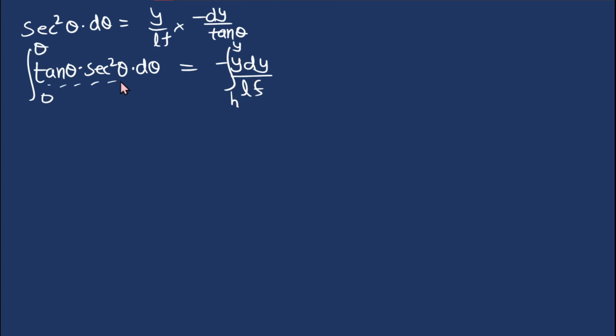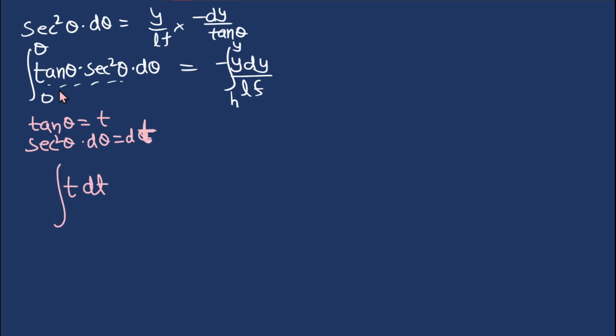So how do we integrate this part? You all are better than me for this integration. We can substitute that, right? So we can take tan of theta as some other variable, let's call that t, right? So sec square theta d theta here will become dt, and tan theta will become t, right? So it will become t dt, and we also have to change the limits.